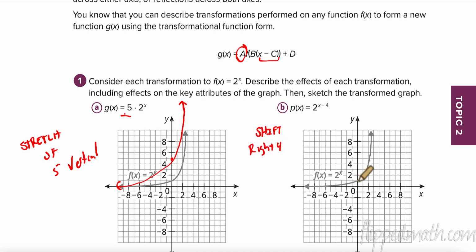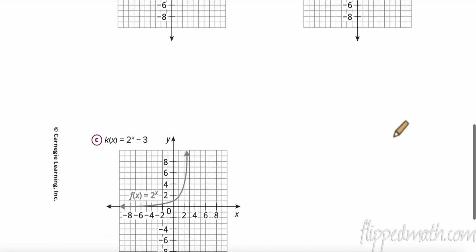So I'm going to take each point and go to the right 4. 1, 2, 3, 4. All right, I'm going to find another good point. Here's another good point. 1, 2, 3, 4. And then I'm just going to shift it to the right 4. There you have it.